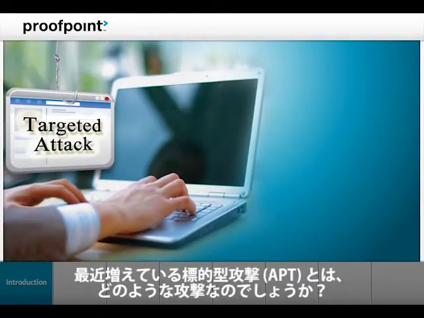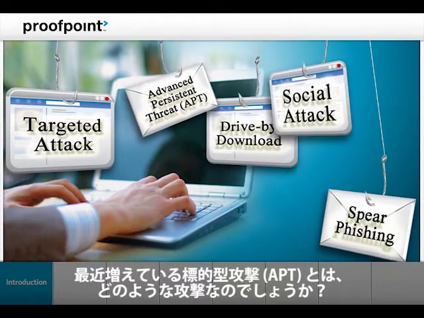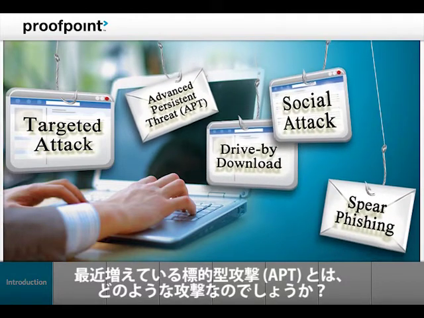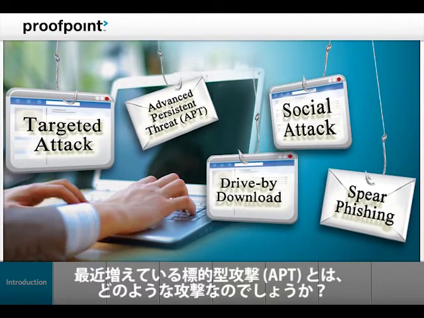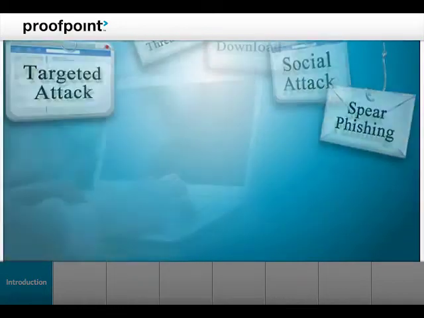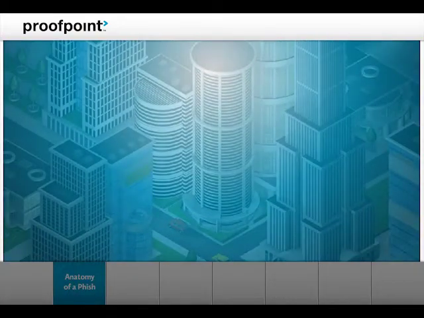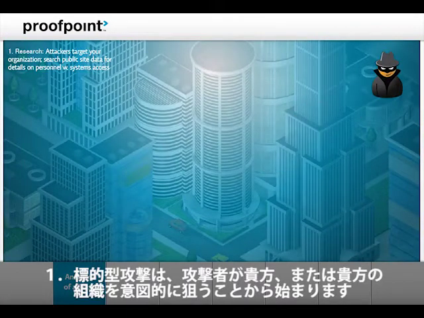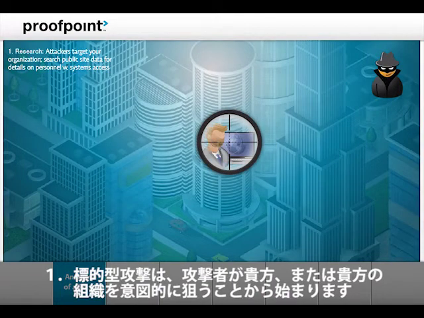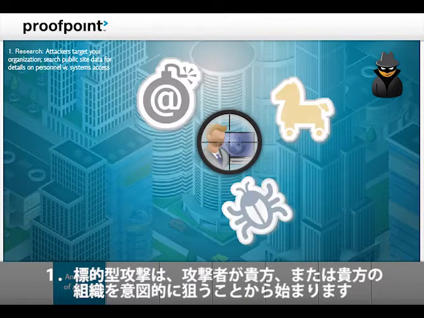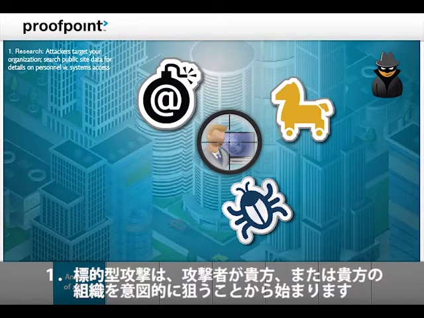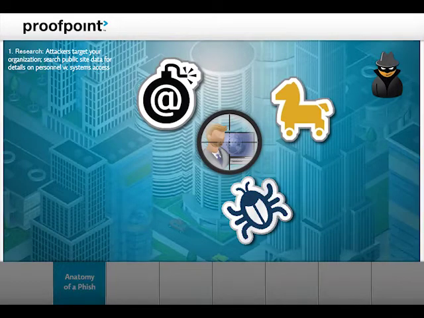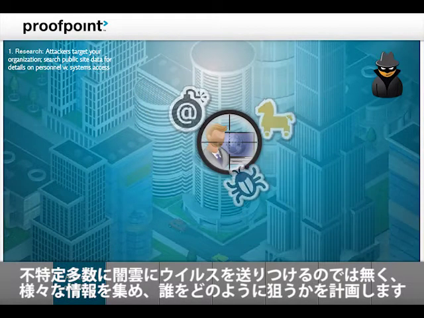So, what is a targeted attack, also known as an advanced persistent threat, or APT? How does a targeted attack really work? Let's take a closer look. The whole process starts when an attacker consciously targets your organization. These aren't random viruses spreading from computer to computer. Someone is actually out to cause your group and your organization harm.